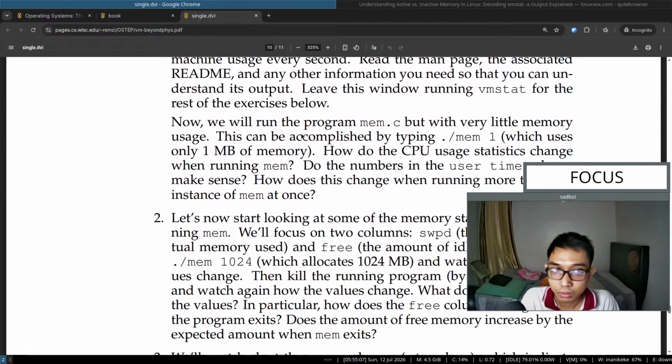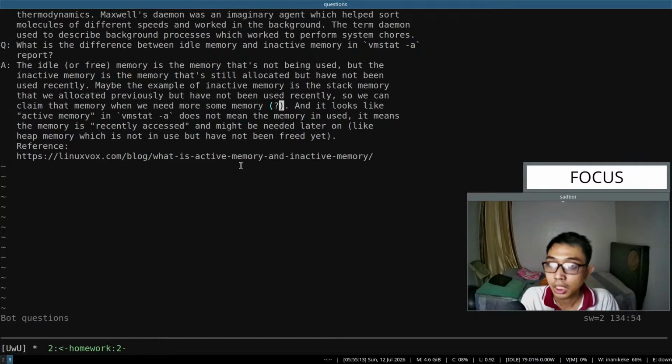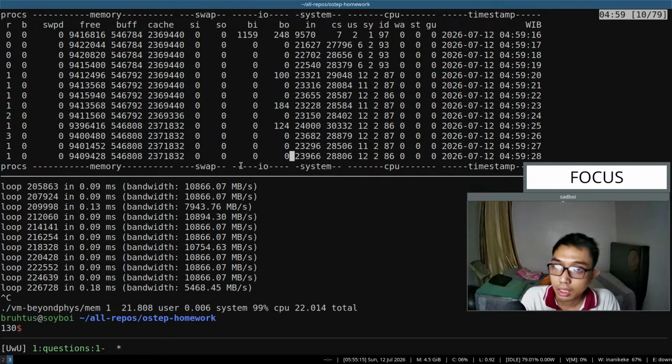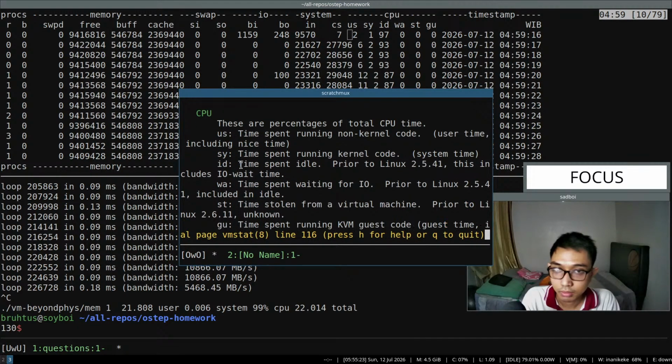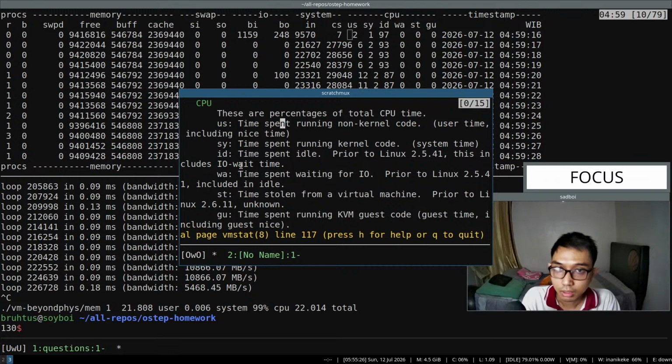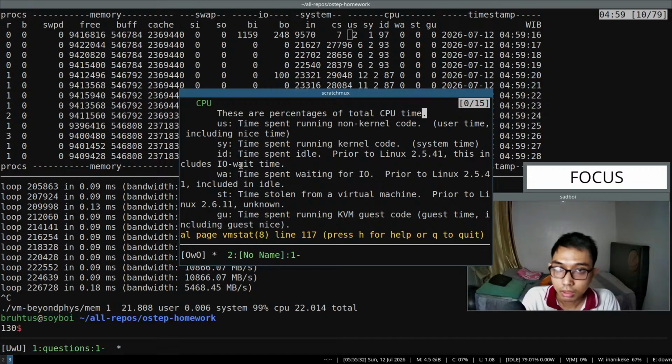So how do the CPU usage statistics change when running mem? I don't think there's that much difference, I guess. These are percentages of total CPU time. Okay, you know what?